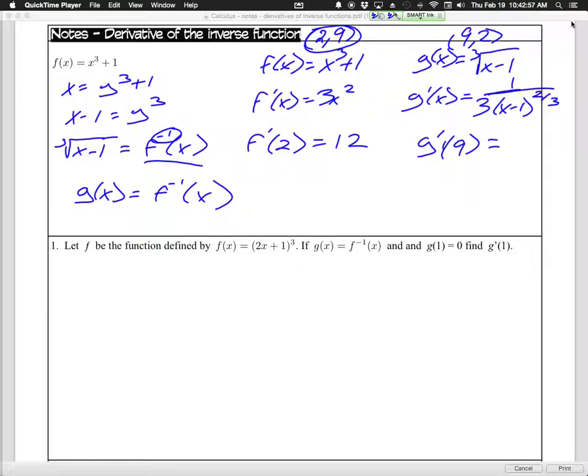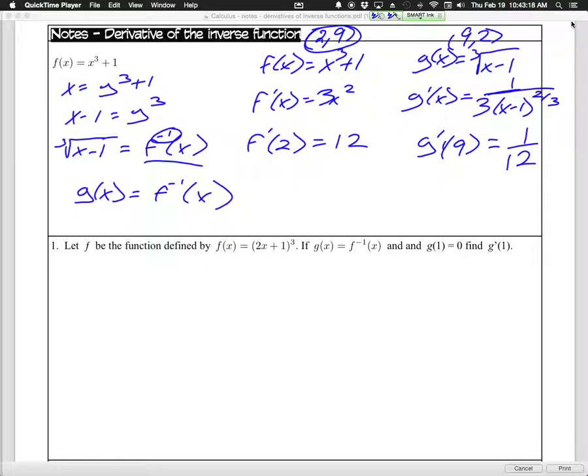Now, when I plug in 9, 9 minus 1 is 8. What does the 2/3 want me to do to 8? Cube root it and square it. So the cube root of 8 is 2, squared is 4, and 4 times 1/3 is 4/3. So, what is the relationship? They are reciprocals of each other.